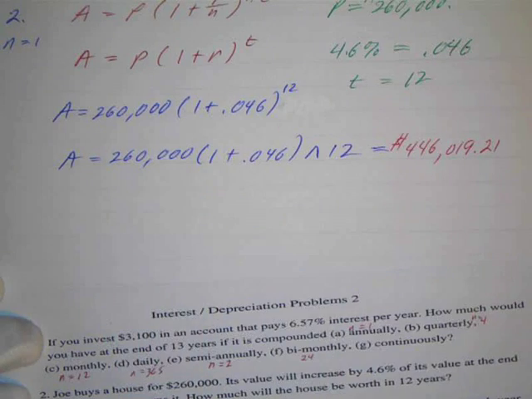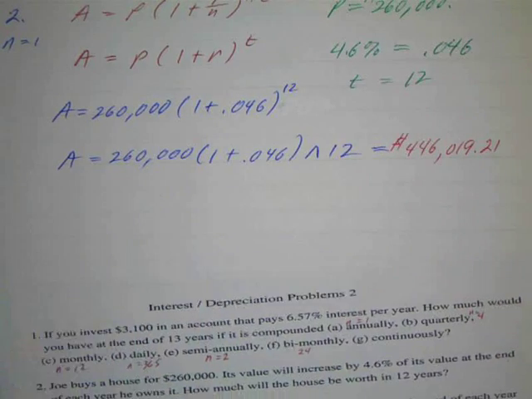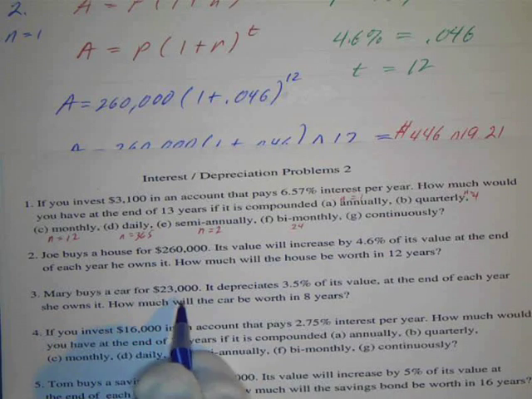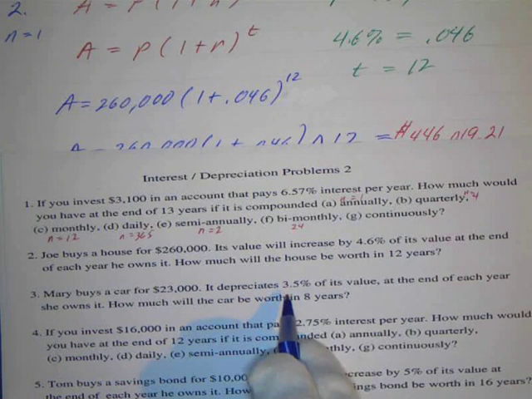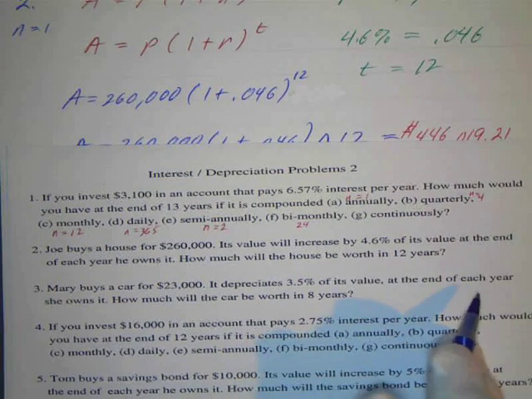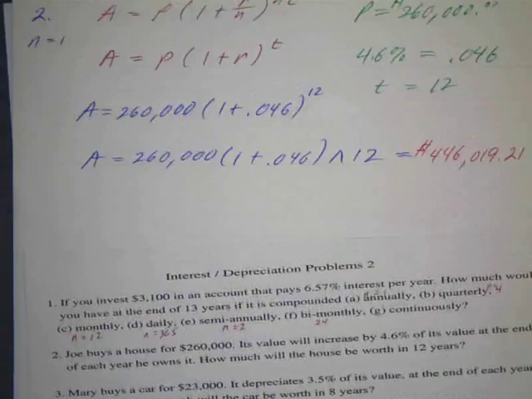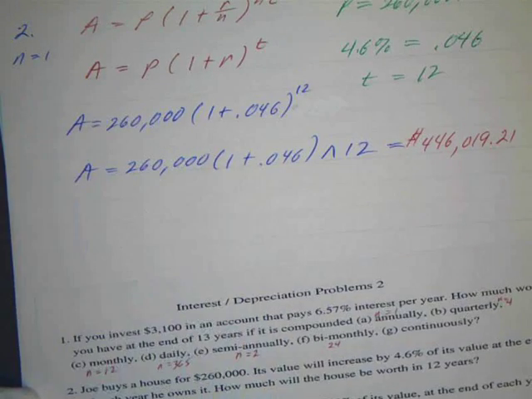All right, and number 3, this is a depreciation problem. Mary buys a car for $23,000. It depreciates at 3.5% of its value at the end of each year. How much will it be worth in 8 years? So now depreciation, instead of adding, we're going to be subtracting.